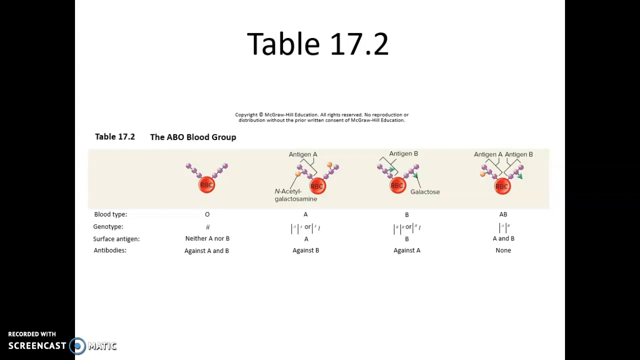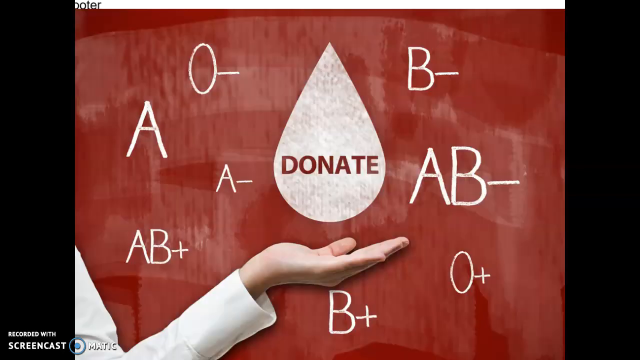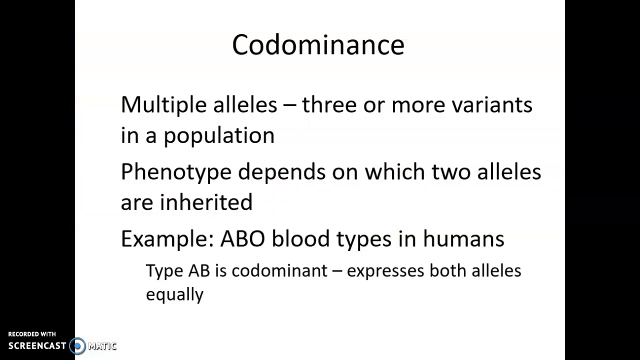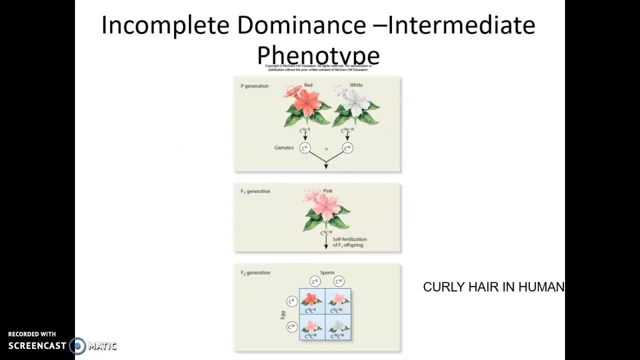Okay, so your blood type is an example of codominance, where I'm going to see both of those gene products, both of those proteins or sugars in this case. And if we go back here to incomplete dominance, we see a whole different phenotype in incomplete dominance.